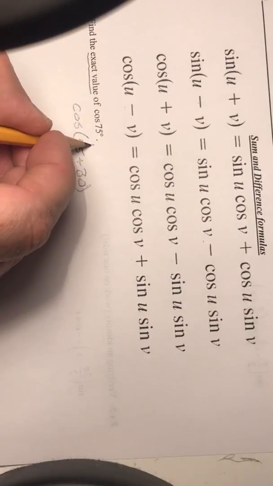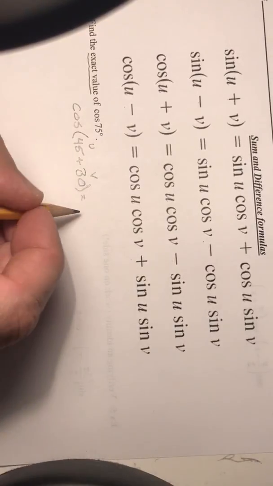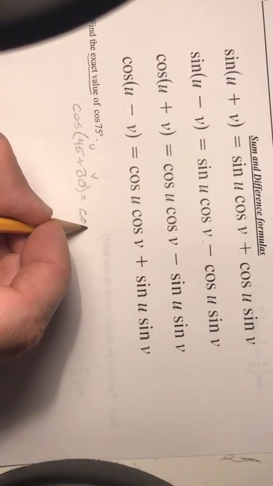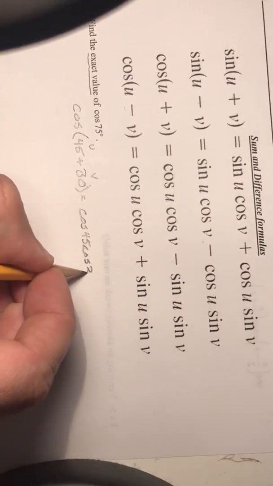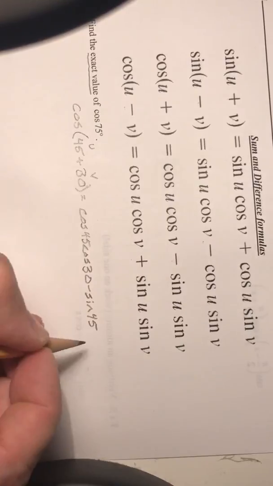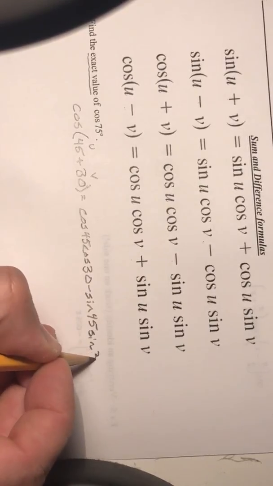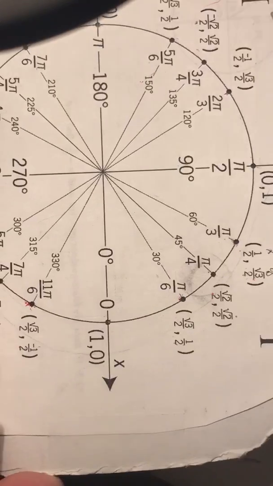In this case, it kind of matches this scenario, and therefore the 45 would count as the U and the 30 would count as the V. Therefore, we would be trying to set this up as cosine of 45, cosine 30, minus sine 45, sine 30. And now we just, again, use our unit circle and find all those sines and cosines.